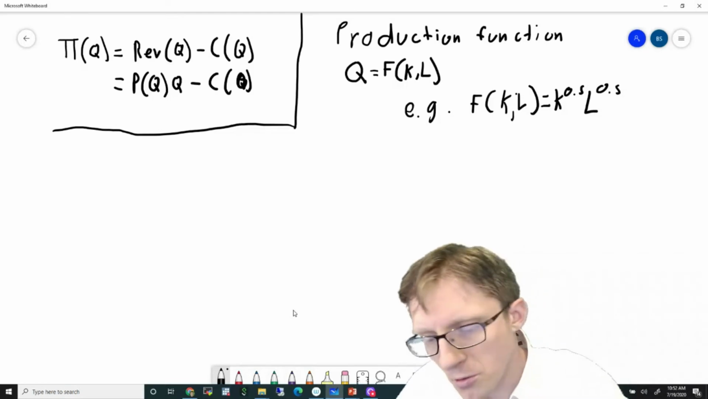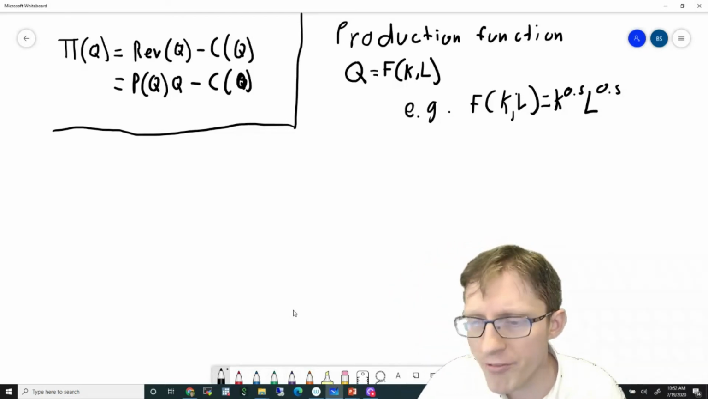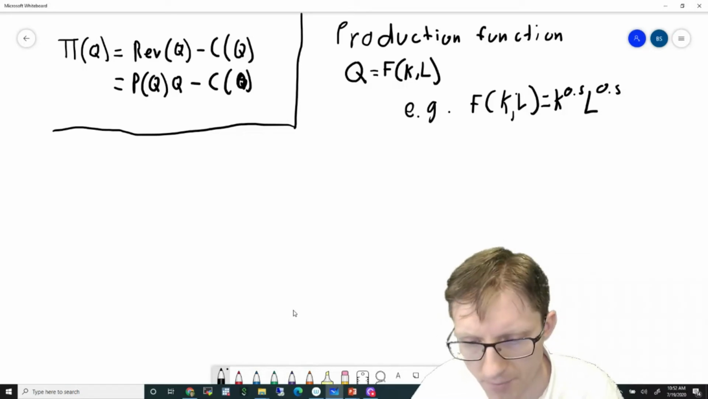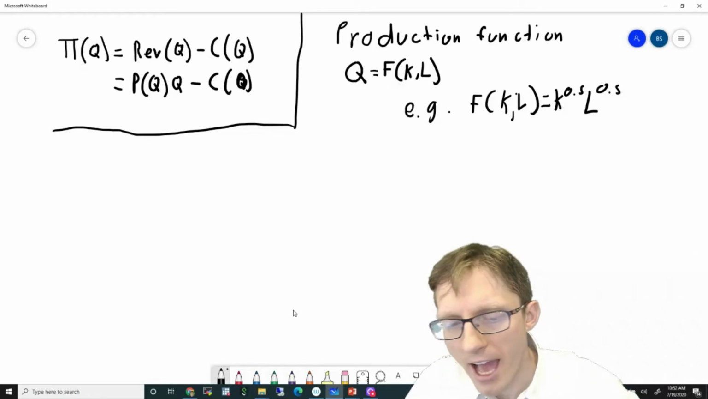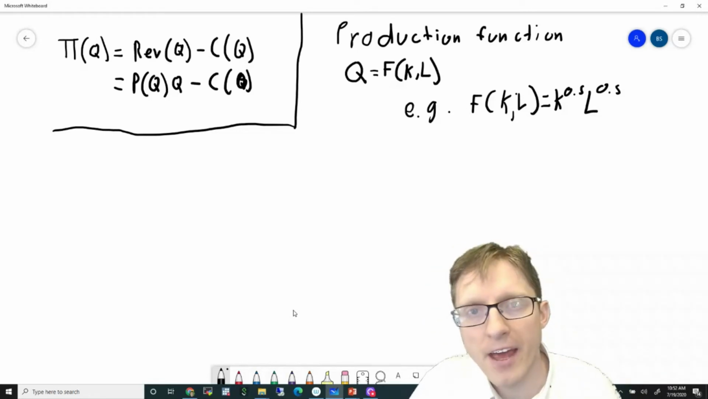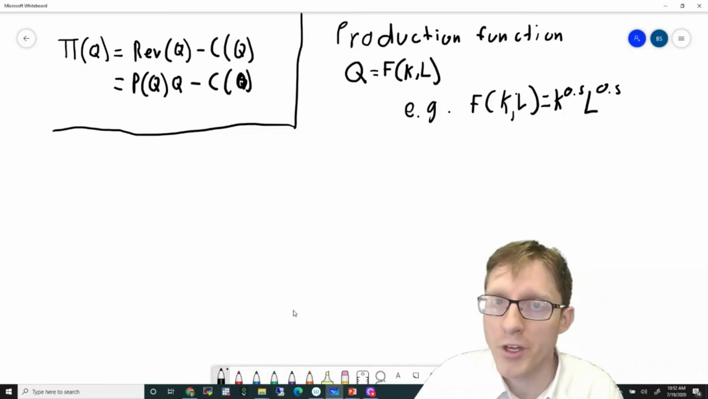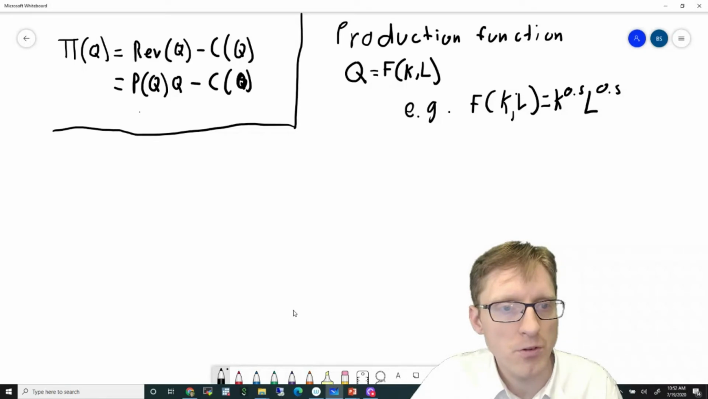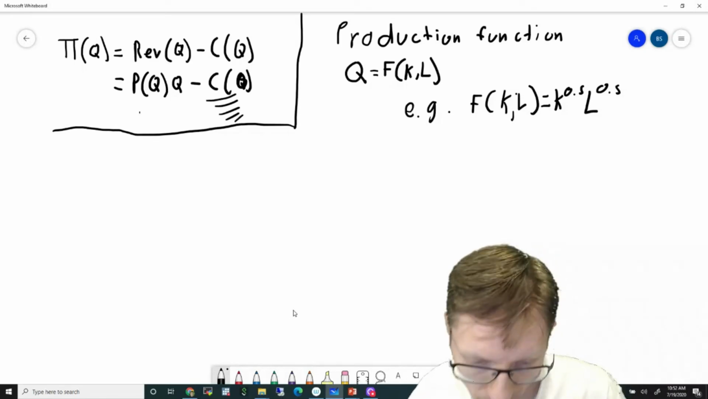Okay, so let's talk about how you actually solve for the short run cost function. How you find how to produce a given quantity at lowest cost, which is actually trivial in this case, and then find this function which relates the cost to the quantity of output, which is what you want to plug into this firm profit maximization problem.